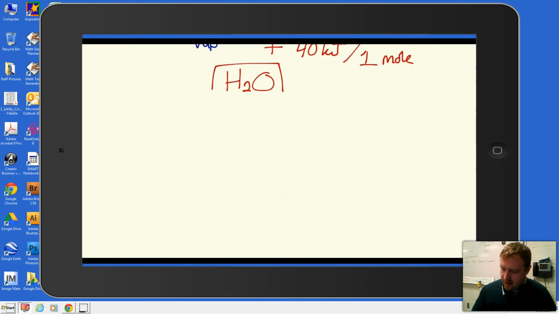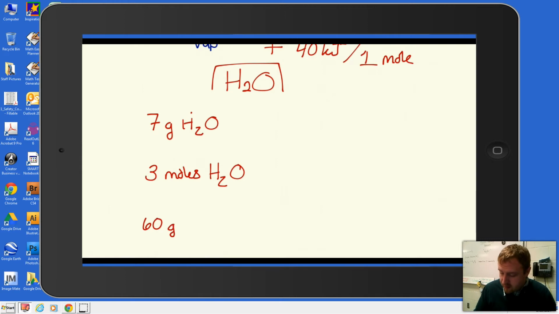Let's say that I have 7 grams H2O, 3 moles of H2O, and 60 grams H2O. Okay, now I'm going to specify a couple things here. First of all, I'm going to specify that this is a liquid, this is a solid, okay, and this is a gas.